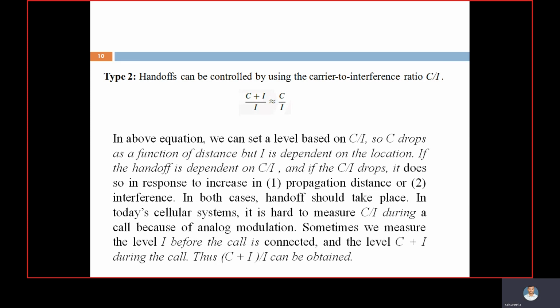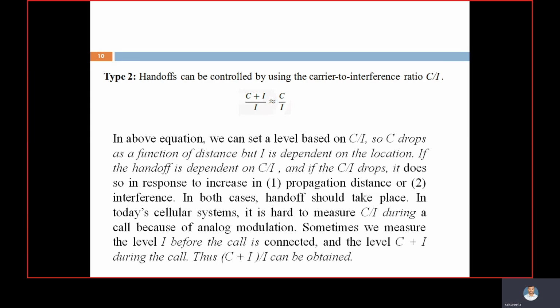That's why the C by I ratio drops with increasing propagation distance and interference. Whenever interference increases, the power is automatically reduced. Whenever the distance between the base station and the mobile station increases, the carrier power is also reduced. That's why we have to take two parameters: the first is based on signal strength, the second is based upon the C by I ratio.